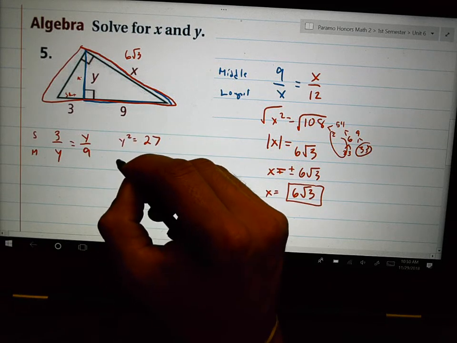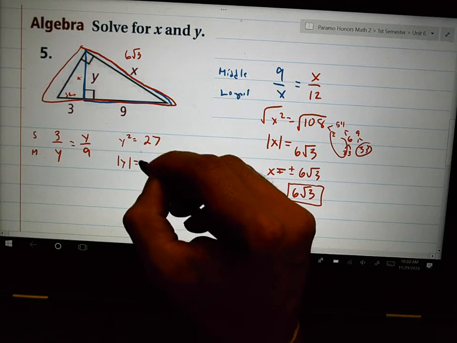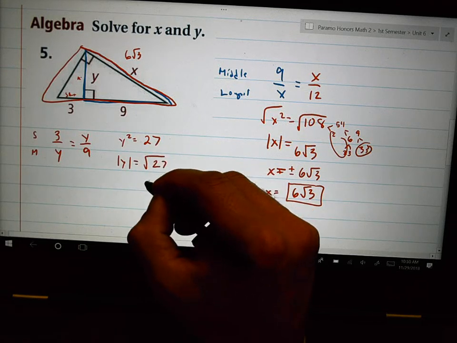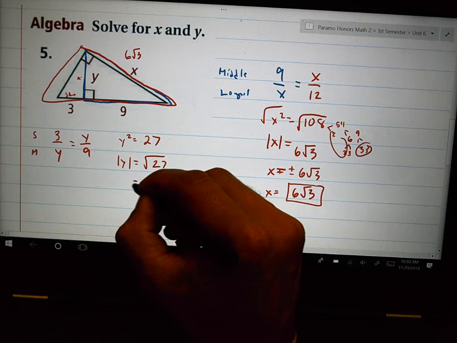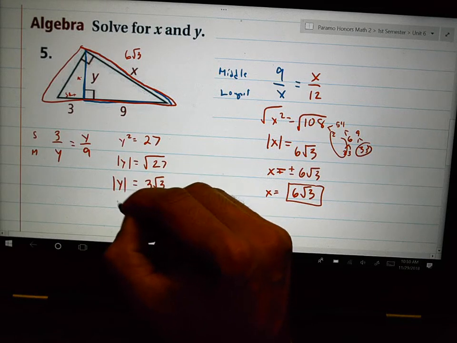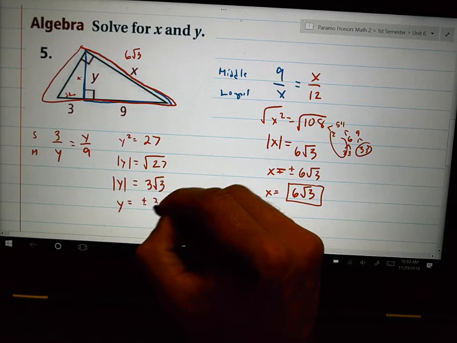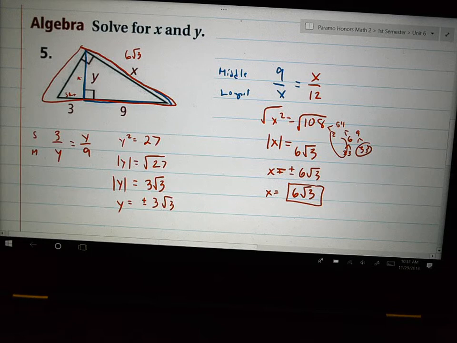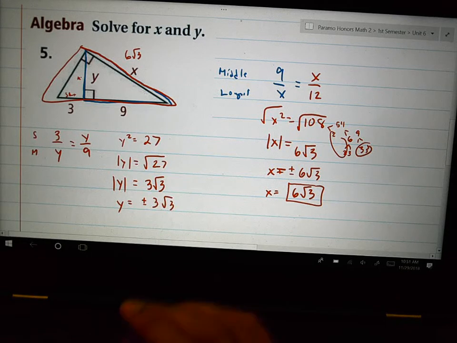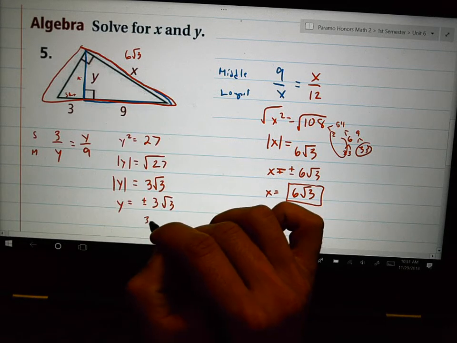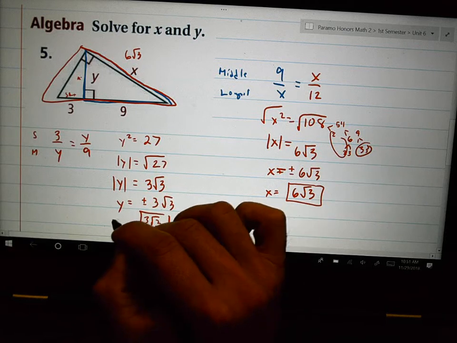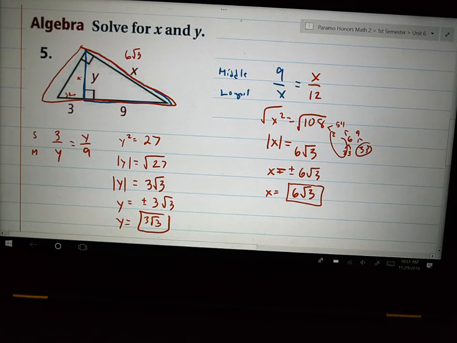Square roots, technically the absolute value. Simplifying, feel free to simplify that on your own. These are equal to positive and negative 3 root 3, I'm sorry. But we only care about positive distances, so y has to be equal to 3 root 3.